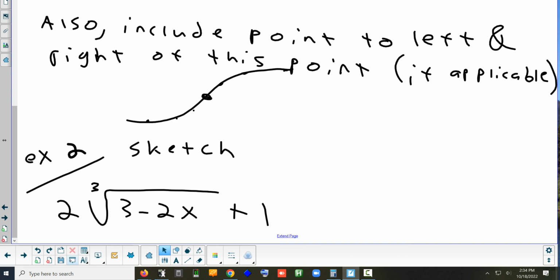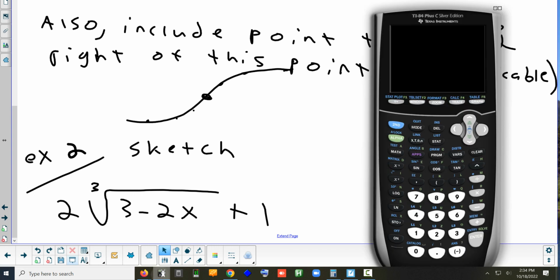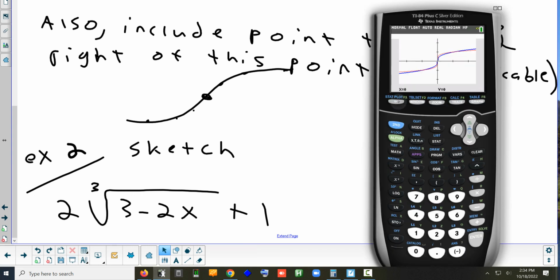So let's try sketching this odd root. Let me type it in. You don't have to type it in right away, but you're going to need to eventually. So to type it in, you need 2 times 3. This 3 is not 2 times 3 is 6. This 3 is about to become my index on my root. Math 5. So 2 times the cube root of 3 minus 2x plus 1. Make sure the plus 1 is outside the root.